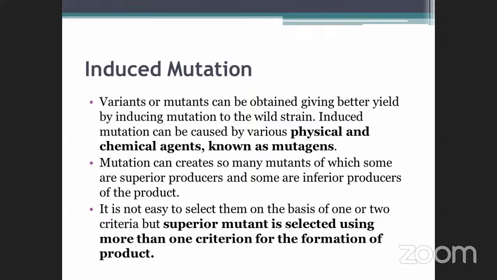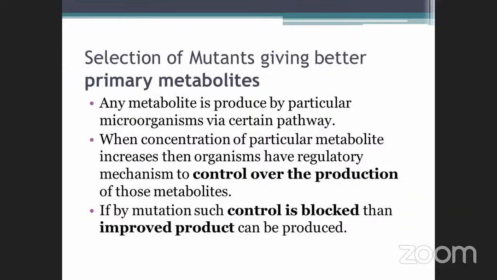And thousands of different mutants you can ultimately screen and find out whether any one is a superior producer or an inferior producer of your product. So it is not to select them on the basis of one or two criteria; superior mutants are selected using more than one criterion for the formation of your desired product. So selection of the mutant giving better primary metabolites. Any metabolite is produced by the particular microorganism by a certain metabolic pathway, which originates from the central metabolic pathway. When the concentration of the particular metabolite increases, the organism has a regulatory mechanism to control the overproduction of those metabolites. And if by mutation such control is blocked, then the improved product can be produced.